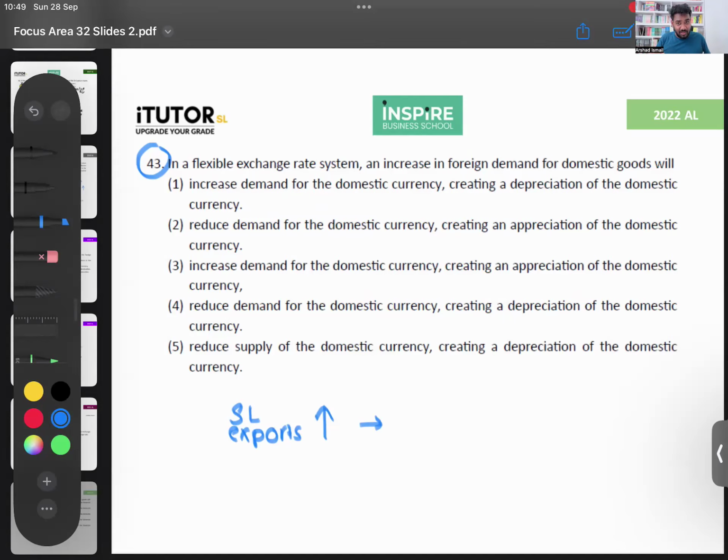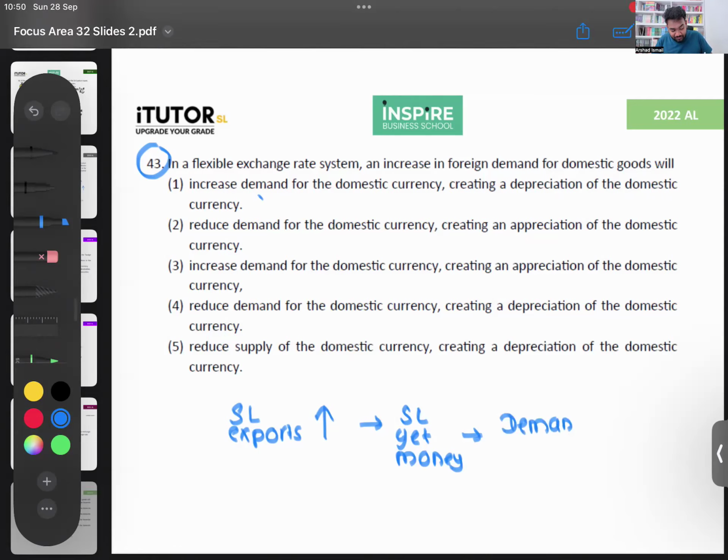Are we getting money or paying money? Sri Lanka is getting money then. If Sri Lanka is getting money, is there a demand for the foreign currency or a supply of the foreign currency? Sorry, demand for the rupee or supply of the rupee? We have to get money here. There will be a demand for the Sri Lankan rupee.